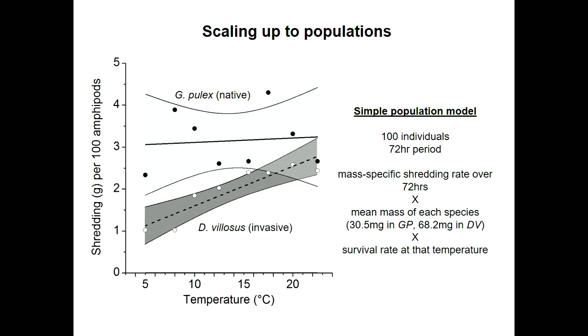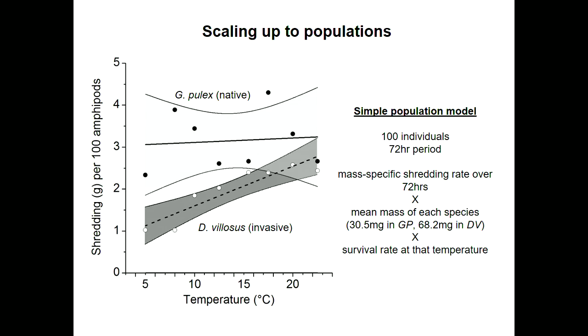So this is the graph that sums up all the work, an awful lot of effort on Danny's part. What we did was we built a very simple population model where we assumed that a population of amphipods had 100 individuals in it. We used our 72-hour period during which we incubated the animals with their leaf resource. And then we combined all the outputs from the different variables that we've measured. So we had mass-specific shredding rates. We know the mean mass of each species. So, as I say, Gammarus pulex is about half the mass of the invasive species. But we can also incorporate the survival rate because, of course, any shredding that occurs is going to be done by animals that aren't dead, which actually is surprising how few times that's incorporated into these sorts of measures.